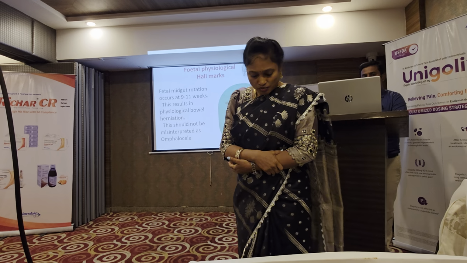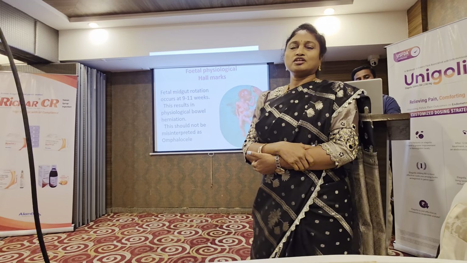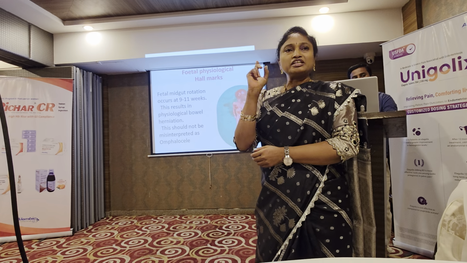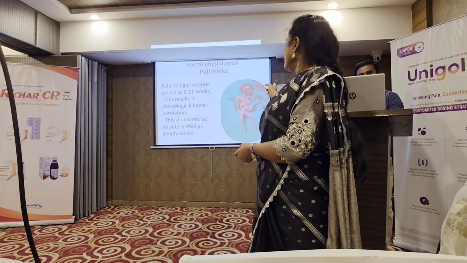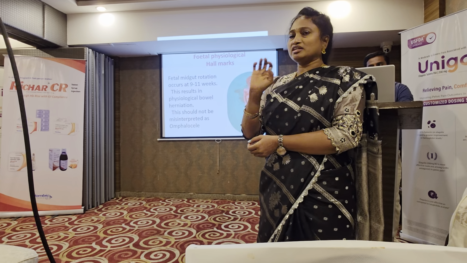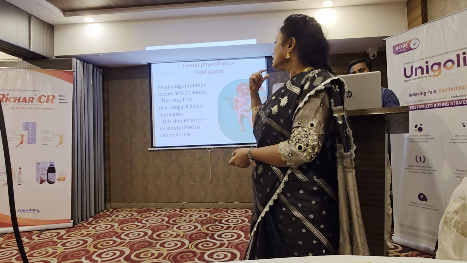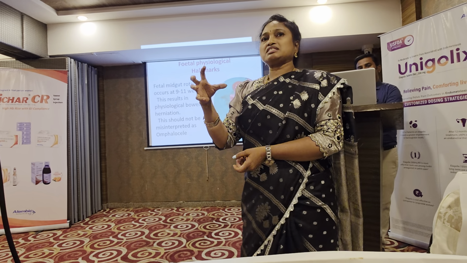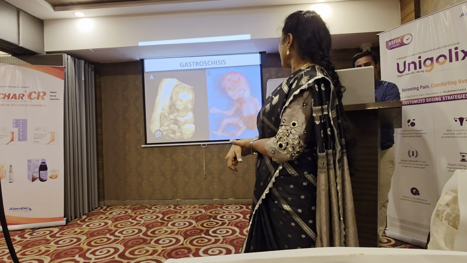So omphalocele. What is omphalocele? What is physiological herniation and what is omphalocele? The midgut rotation usually happens from 9 to 12 weeks. So if at all you see mild herniation at the umbilicus, you should not take it as omphalocele up to 12 to 14 weeks. Only if after 12 to 14 weeks it still persists and it is growing in size, it means it's an omphalocele. Next one.